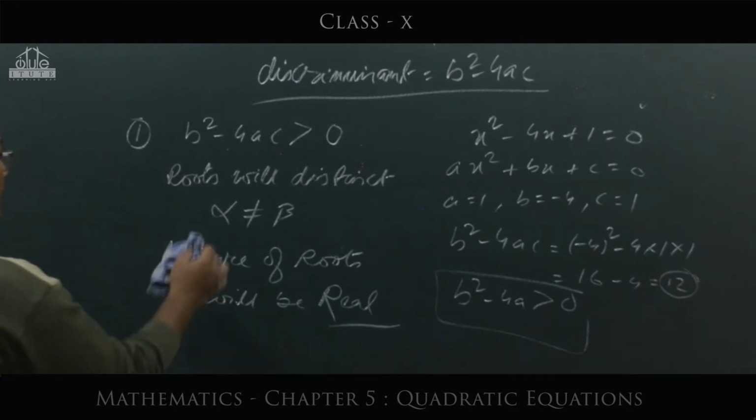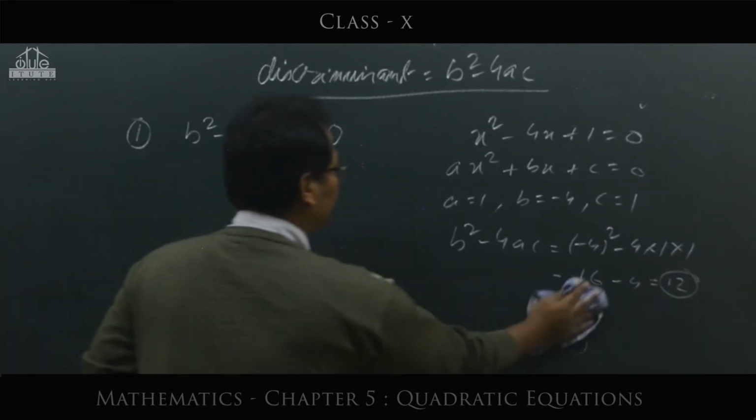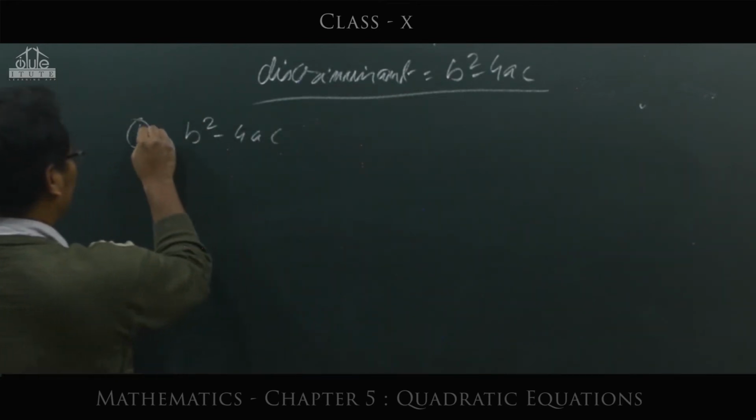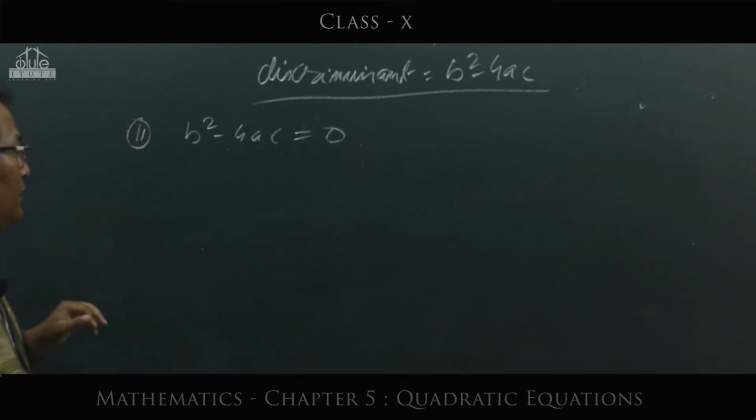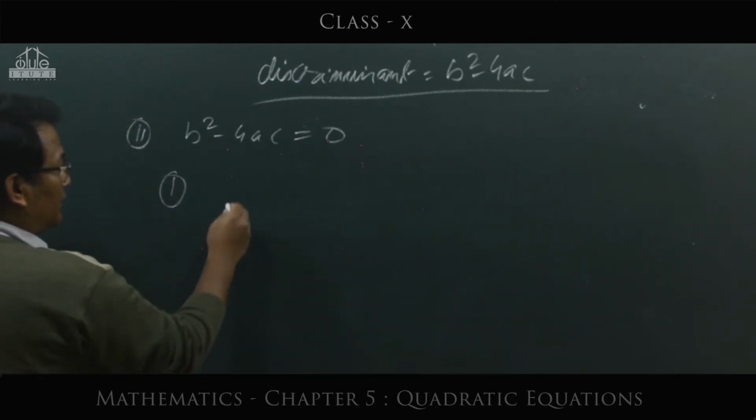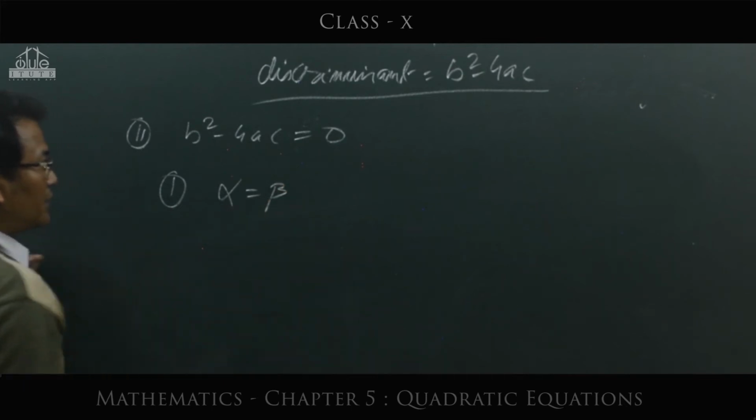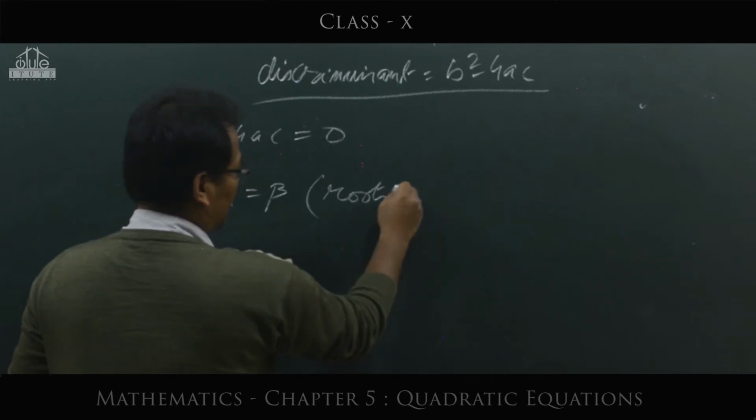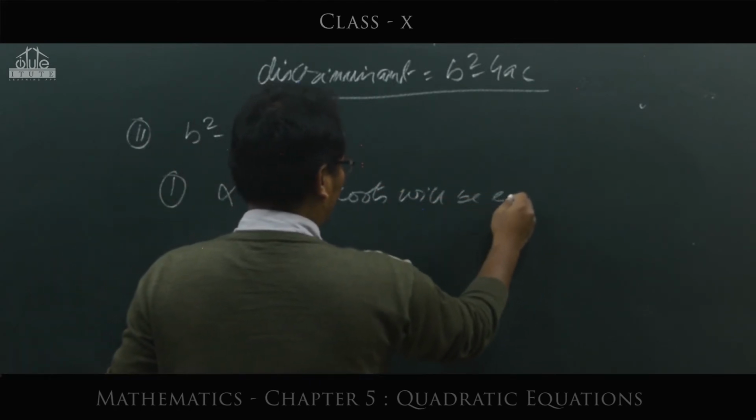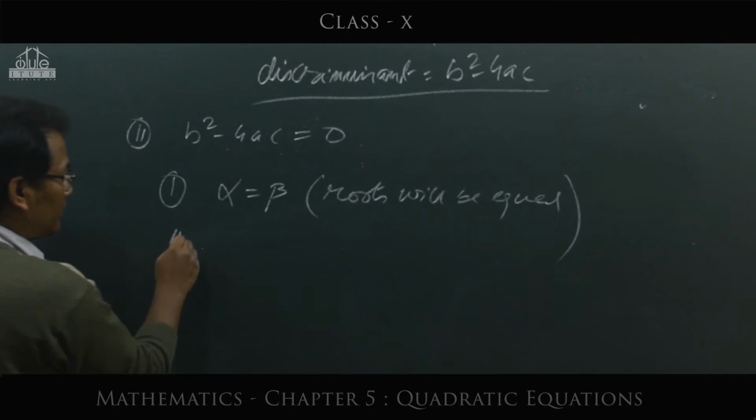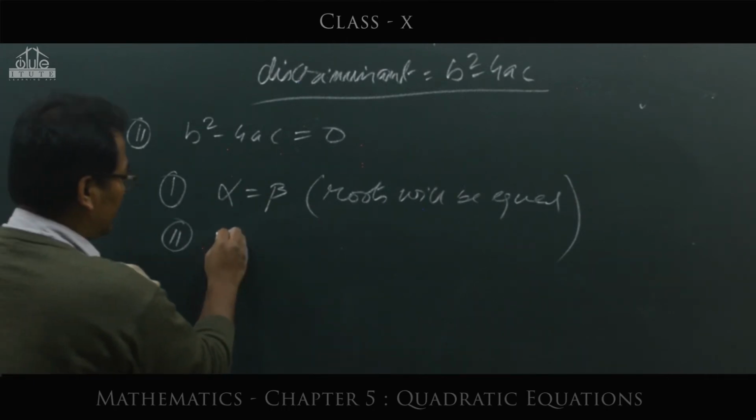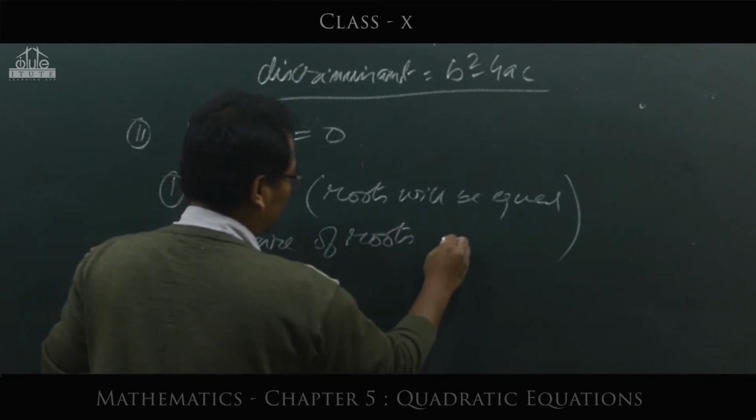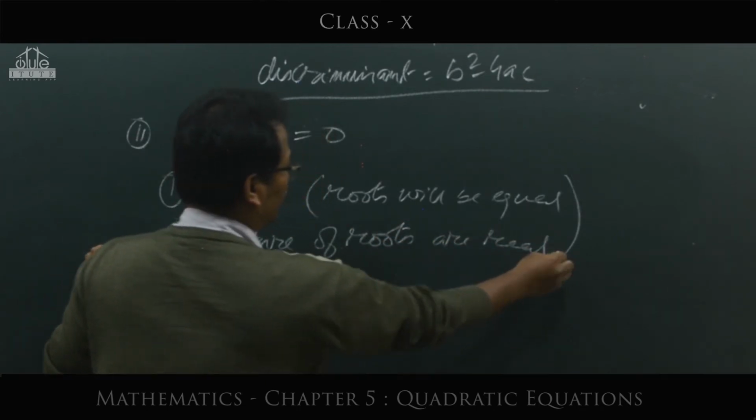Now the second case, if the discriminant is equal to 0. Then again, the two roots alpha and beta will be equal if the discriminant is equal to 0. So the roots will be equal, and the second conclusion that we can make is the nature of roots are real. They will be real numbers.